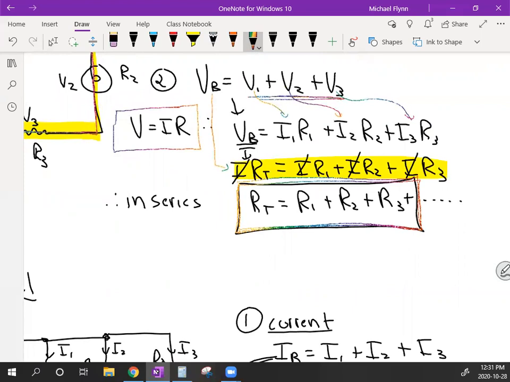Okay? So that's probably not surprising to you. Like the total resistance is R1 plus R2 plus R3. So if I have like 3 5-ohm resistors, my total resistance would be 5 plus 5 plus 5. It's 15 ohms, right? So that's probably pretty logical to you.